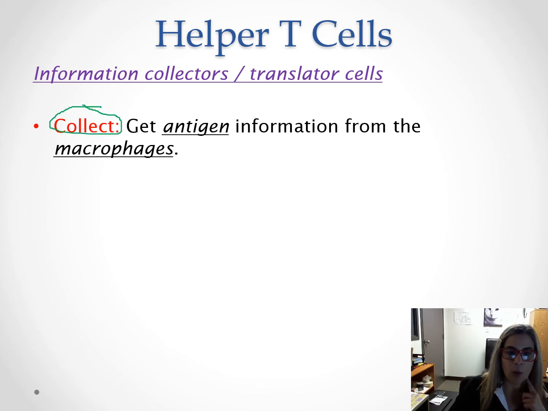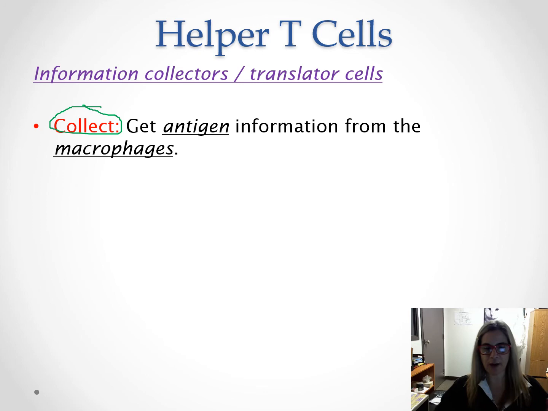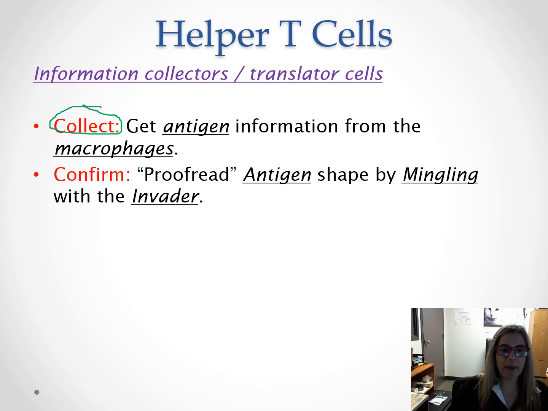First of all, when you're sick, an antibody-mediated attack needs to begin. What the helper Ts do is they collect antigen information from the macrophages. So remember what the macrophages do. They engulf, they destroy, and they isolate the antigen, they isolate the protein. And then they give that protein to the helper T cells. So that's the first thing. The helper T cells collect the antigen or the pathogen information, protein information from the macrophages.